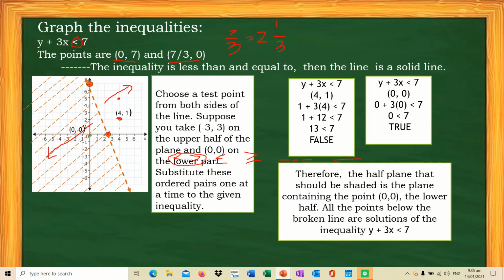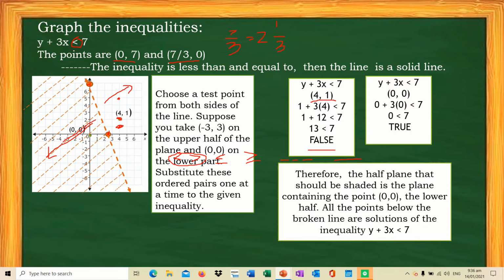Okay, so andito pala. Let us use this point, 4 and 1. Okay, sorry, typo dito. 4 and 1. So x is 4 and y is 1. So 1 plus 3 times 4 is less than 7. So 3 times 4 is 12. So 1 plus 12 is 13. So 13 is less than 7. And that is false. Then we have the second ordered pair.